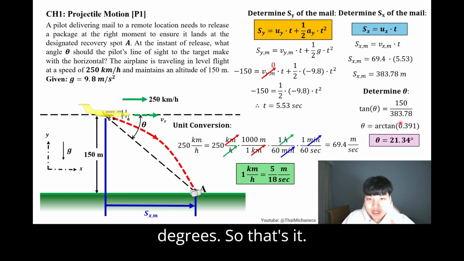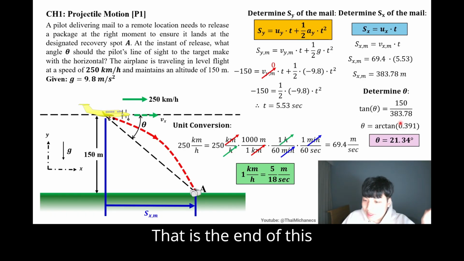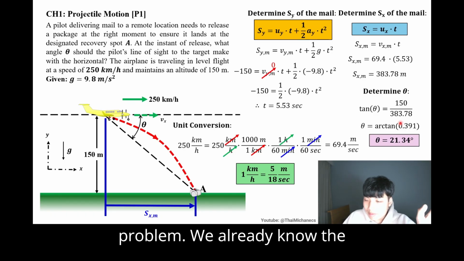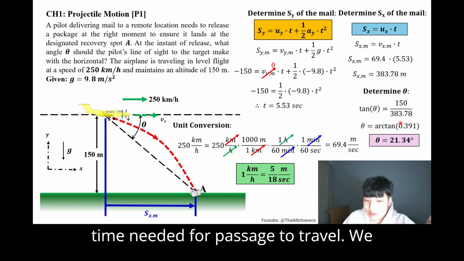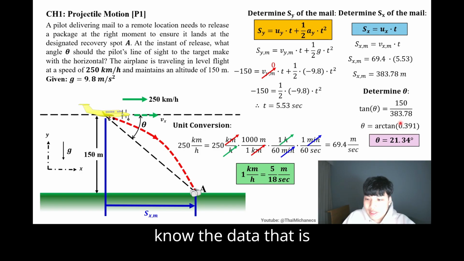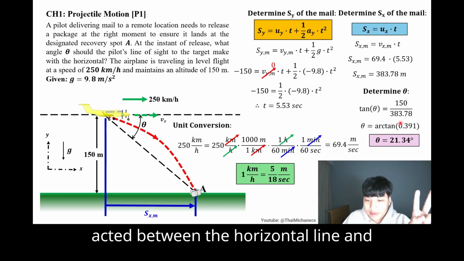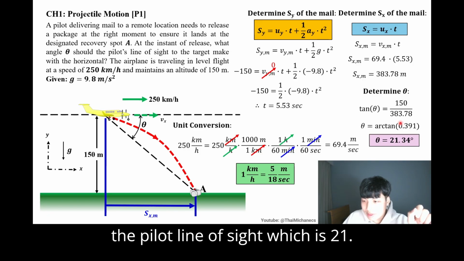Okay, so that is the end of this problem. We already know the time needed for the parcel to travel. We know the angle theta between the horizontal line and the pilot's line of sight, which is 21.34 degrees.